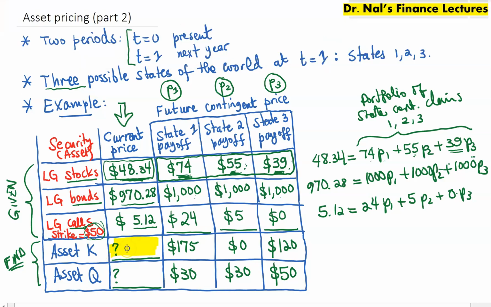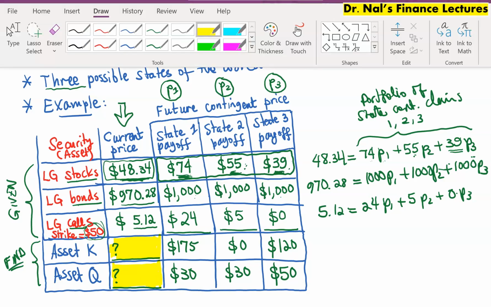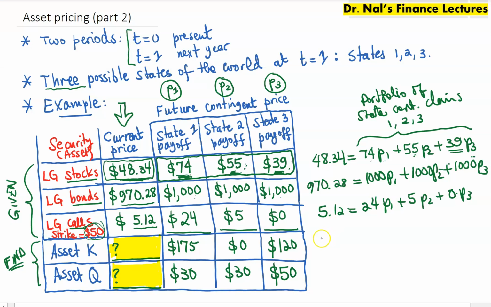We can find an exact value for asset K and asset Q by using the same principle. We will reconstruct asset K and asset Q using state contingent claims, and then based on that we can calculate the price of those two securities. Today's price of asset K will be a combination of state contingent claims in the following sense: 175 P1 plus 0 P2, I can skip that, plus 120 P3.